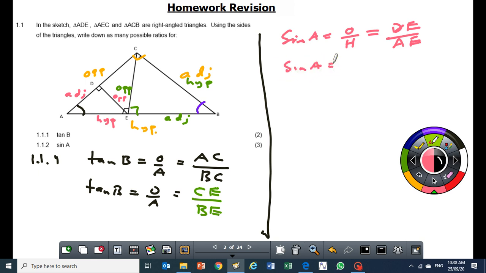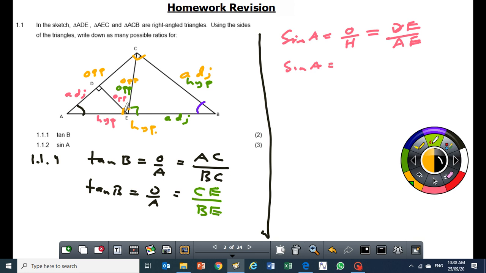Sine A is also equal to, now if we change the triangle from ADE to ACE, this side here becomes the opposite side, because this is the 90-degree angle. Now, it's very important for you to identify 2 things when you've got more than one triangle. Identify your reference angle, identify the right angle. Once you do that, you can identify the opposite side and the hypotenuse. So the third side will be the adjacent side.